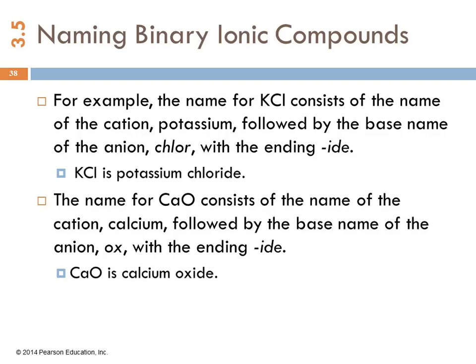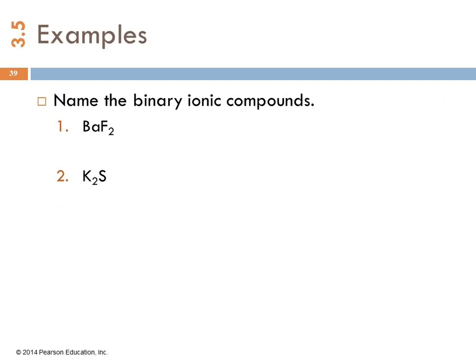Most compounds have 2 names. For these binary ionic compounds, there's 1 name for the metal and 1 name for the nonmetal. So let's name these guys. BaF2. Barium is the first element. The first ion is barium. Does he need a Roman numeral? No. And then fluorine, we change the ending to fluoride.